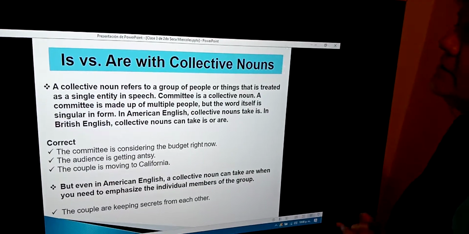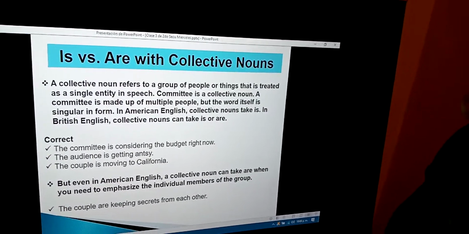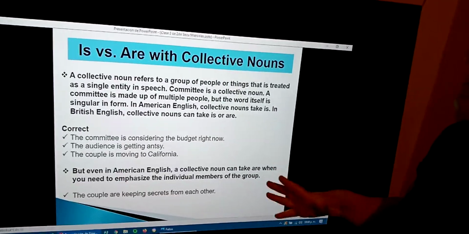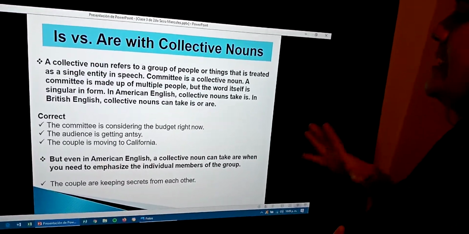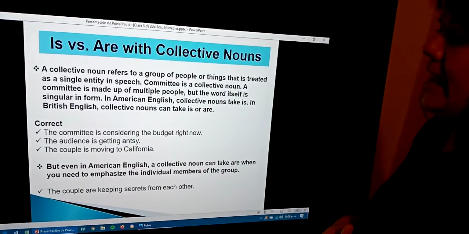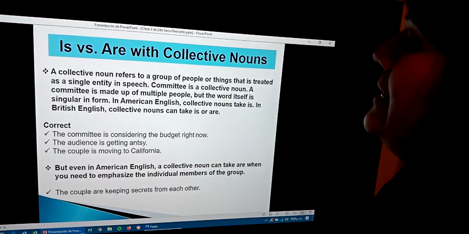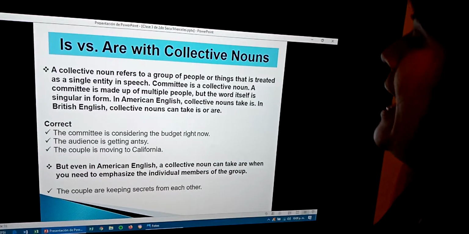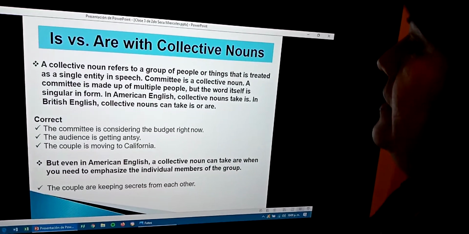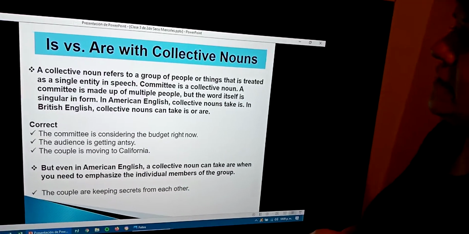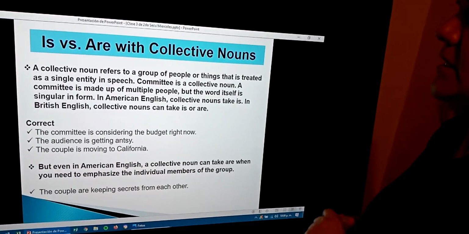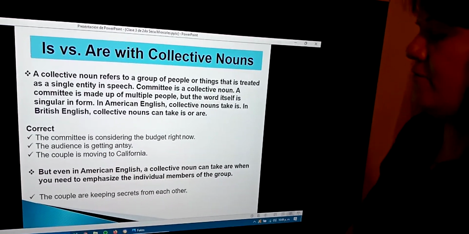Let's see correct sentences right here. The committee is considering the budget right now. Another one is the outing is getting antsy. Next, the couple is moving to California. See? The couple is moving to California.